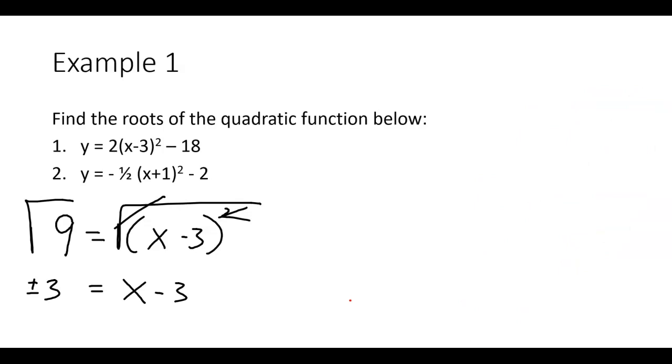Since we have plus and minus, we're going to have to write two separate equations. So I'm going to do one where it's a positive 3, and then I'm going to do another one where it's a negative 3. And that's the place where that parabola touches the x-axis, right?